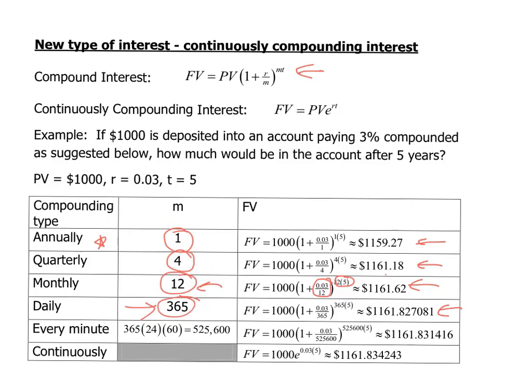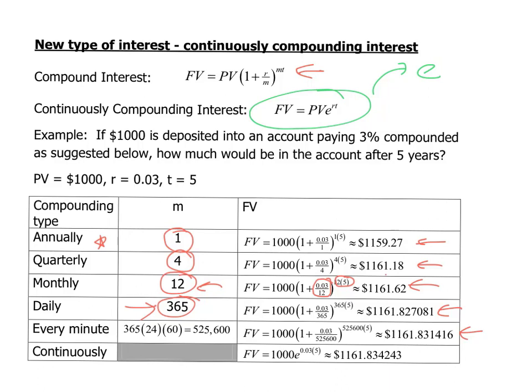If I compound every minute, that's 525,600 minutes, then I end up with a fraction of a cent more than I had if I compounded daily. If I compound continuously, the formula changes to this formula. And here, this means I'm compounding all the time, every instant.